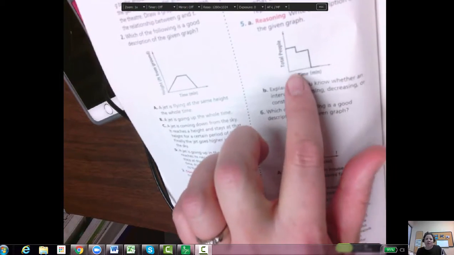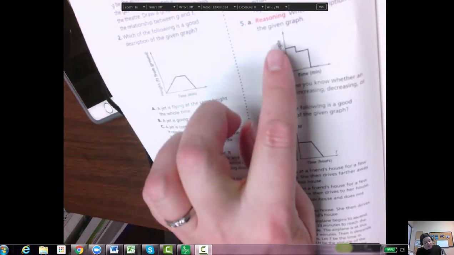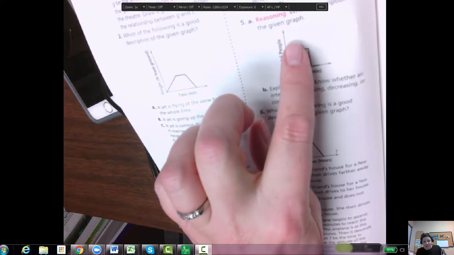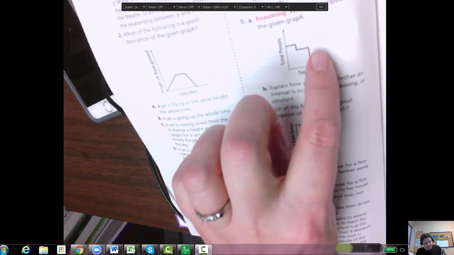This one in particular says, write a description for the given graph. So explain how you know whether an interval is increasing, decreasing, or constant. This one's just saying, write a description for this, like what's going on. Well, I start with lots of people, and then it's constant, then some leave. Then I have lots of people, then all of them leave. You could describe that in a couple different ways depending on how you think about it.